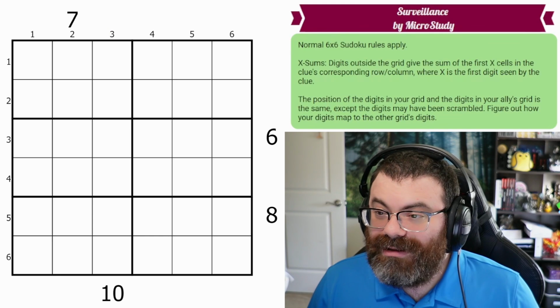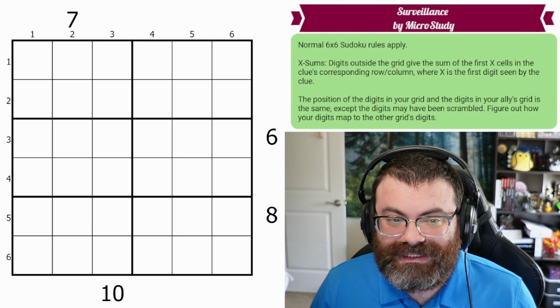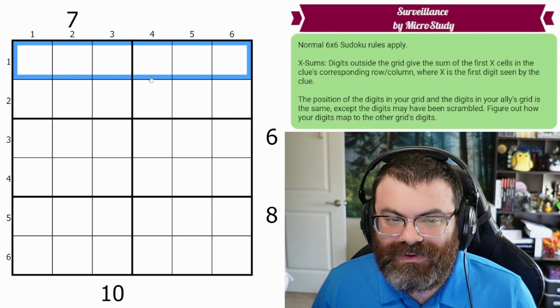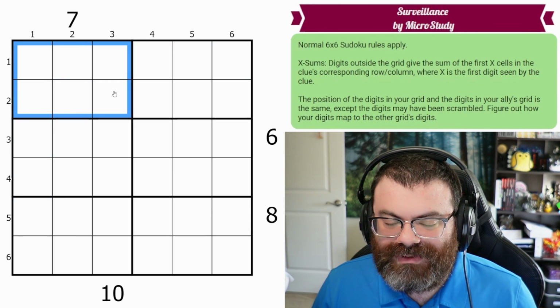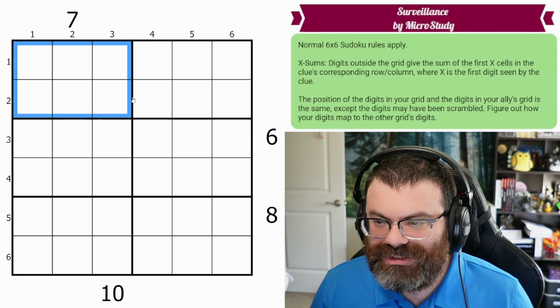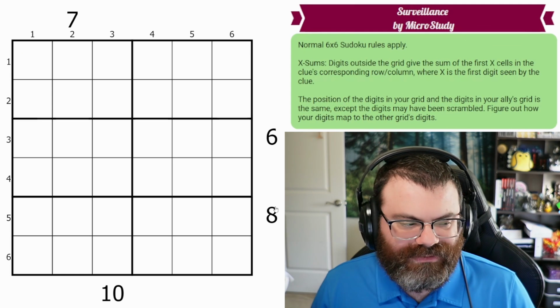All right, so the rules for my puzzle, which is called Surveillance by MicroStudy, is we have normal 6x6 Sudoku rules. So in every row, every column, and every 2x3 box, we're going to be putting the digits 1 to 6 exactly once each. We also have X sums in the grid. These are these big digits on the outside of the grid.